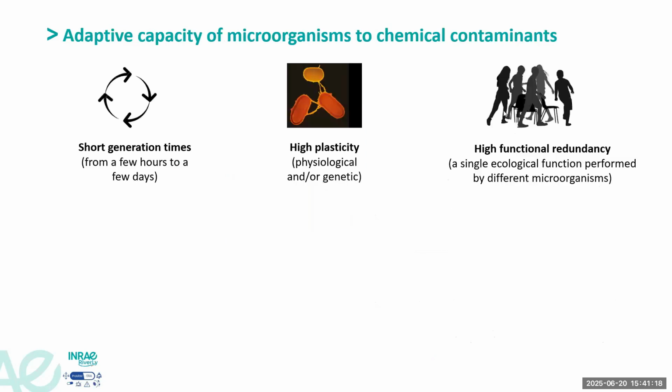So why are they able to adapt quickly? Mainly because they have very short generation times, from a few hours for most of the bacteria to a few days for microorganisms such as algae or some fungi. They also exhibit a high plasticity, physiological or genetic plasticity, so they can also adapt their way of life or their genetic material. And also, something that is really important when we are talking about adaptation at community level is that there is high functional redundancy in microbial communities, meaning that generally ecological functions are performed by different kinds of microorganisms, meaning that even if you have a change in diversity, it doesn't mean that the community will not be able to function normally.